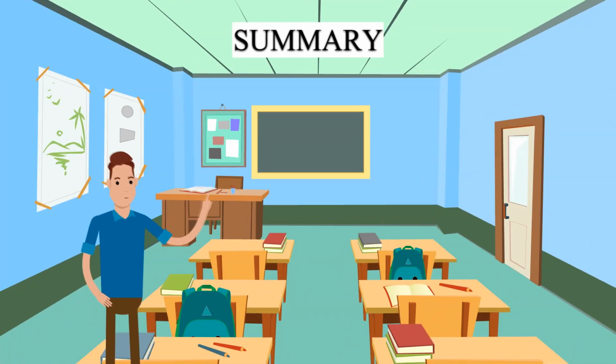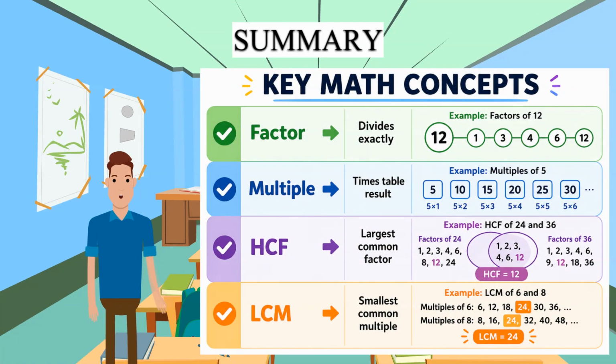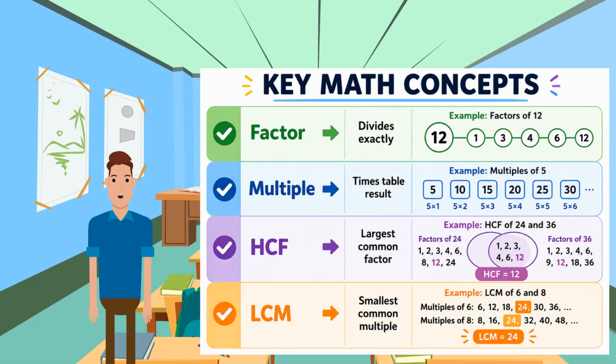Let's recap. Factors divide exactly into a number. Multiples are found by multiplying. The highest common factor is the largest factor shared by numbers. The lowest common multiple is the smallest multiple shared by numbers. Master these skills and you'll be well prepared for many IGCSE Mathematics questions.